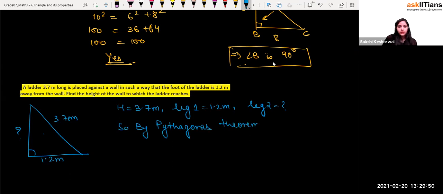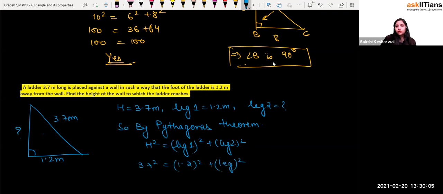we say h square is equal to leg 1 square plus leg 2 square. So 3.7 square is equal to 1.2 square plus leg 2 square. Now we'll be using this. So 37 into 37, just do the multiplication. So this is equal to 1369.